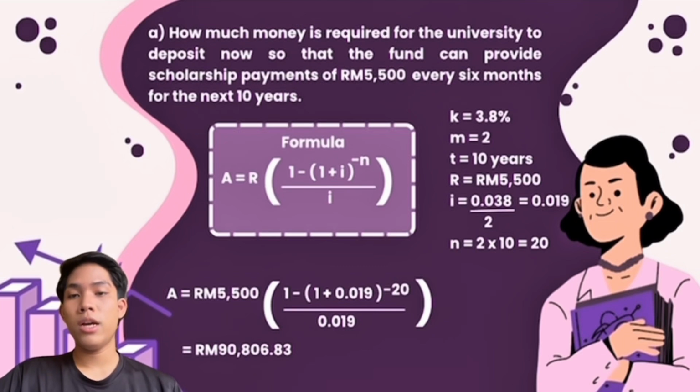The solution is A equals RM 5,500 times (1 minus (1 plus 0.019) to the power of negative 20) over 0.019. And then calculate all in the bracket, we can get 16.51033328, and the answer is multiplied by 5,500. So the final answer is going to be RM 90,806.83.